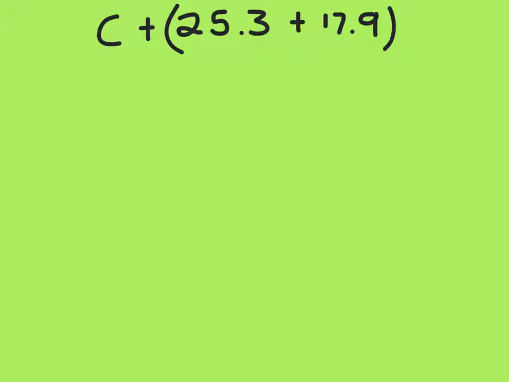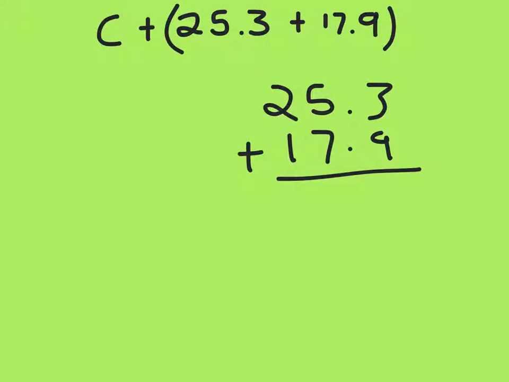The original problem is written as C plus 25.3 in parentheses plus 17.9. So what you would do is you would use the associative property of addition, and you would move those parentheses around the 25.3 and the 17.9. And then you would add what's inside the parentheses together. So 25.3 and 17.9.